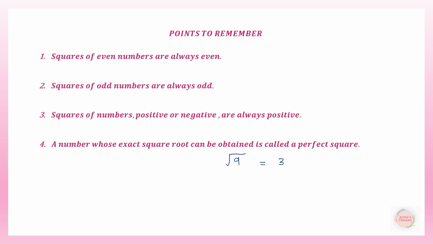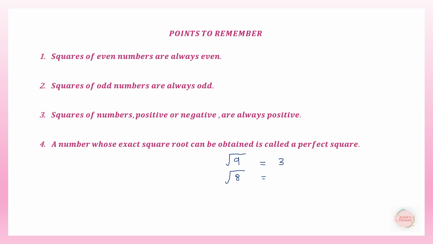Now let's take the number 8. Do we have a number which when multiplied by itself will give us 8? No, we don't have a number. We can find the square root of 8, but we don't have a number like this. So 8 is not a perfect square.